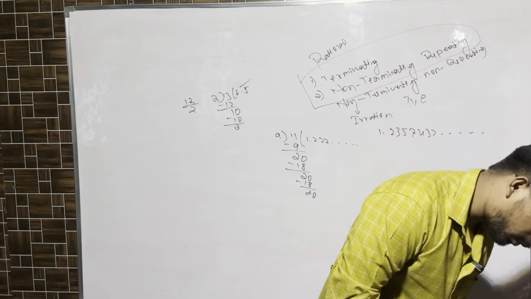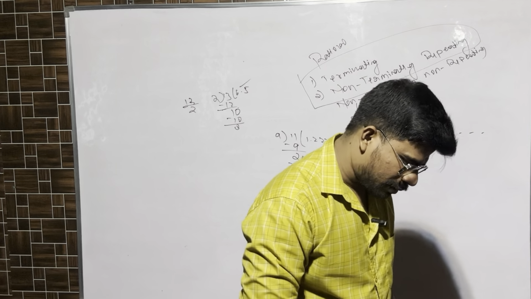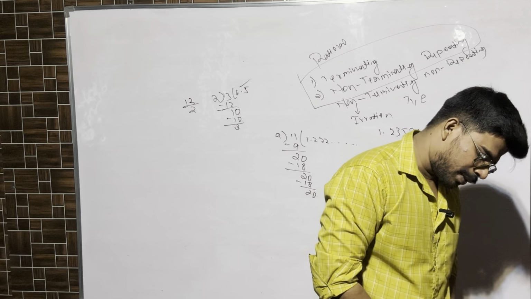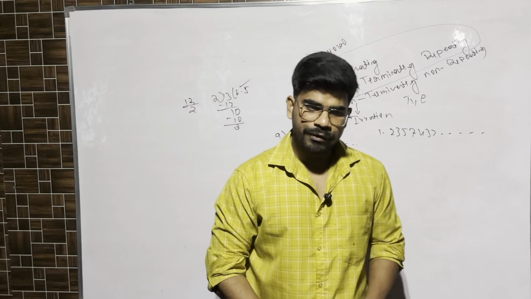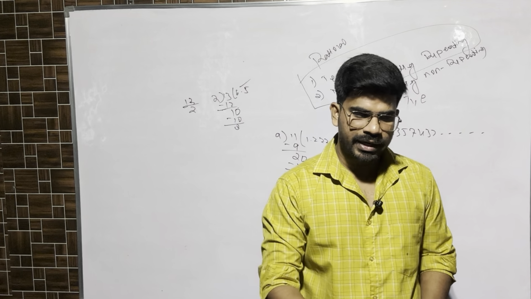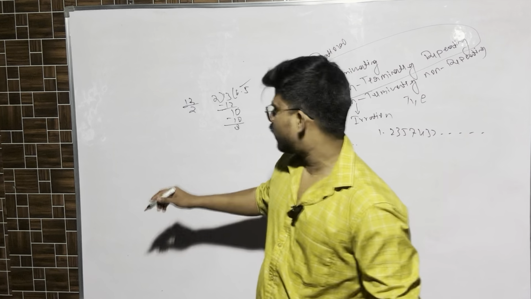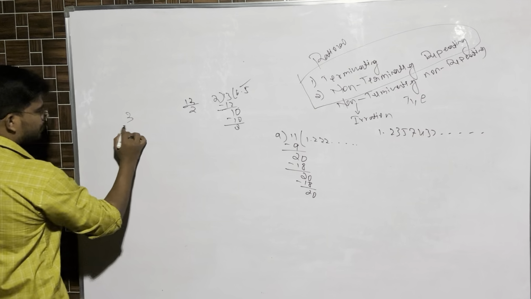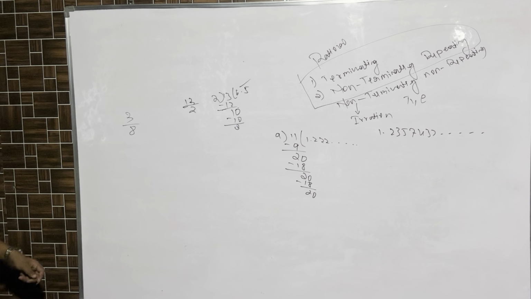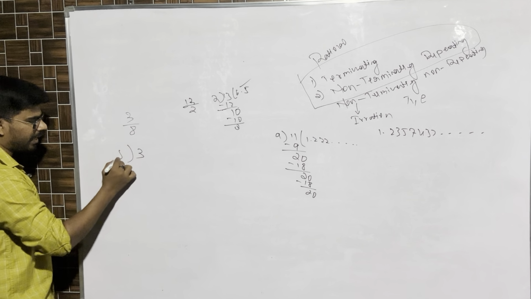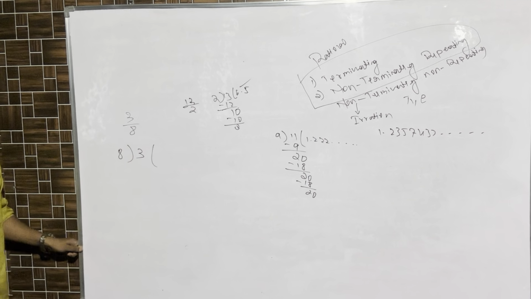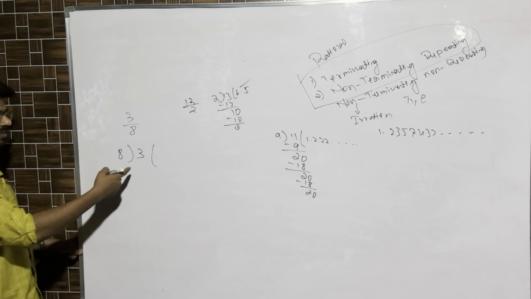Now we have to write the following rational numbers in decimal form and also state which is terminating and which is non-terminating. From the first we have to do division and tell whether it is terminating or non-terminating. For example, first question, 3 divided by 8. We can easily do that. Divide 3 by 8. 8 1s are 8, which is bigger than 3.